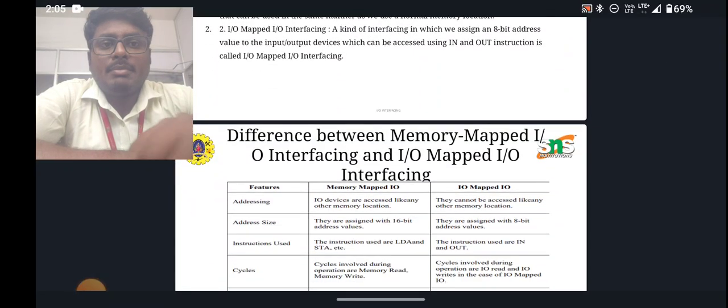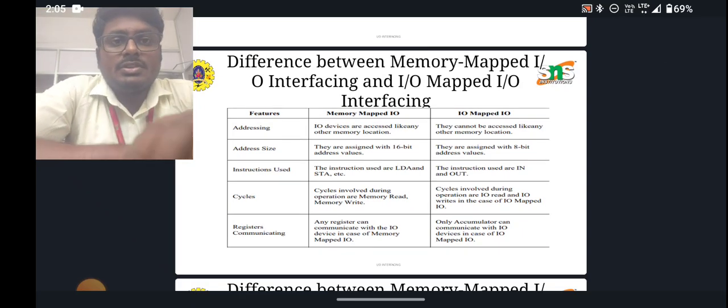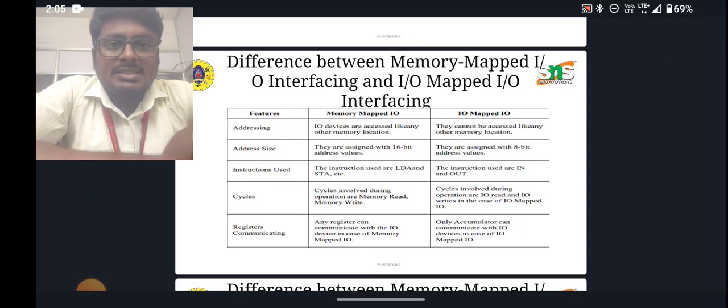Now the difference between memory mapped I/O interfacing and I/O mapped I/O interfacing. The major features are addressing, address size, instructions used, cycles, and registers communicating. In addressing, in memory mapped I/O, devices are accessed like any other memory location, whereas in I/O mapped I/O they cannot be accessed like any other memory locations. For address size, memory mapped I/O devices are assigned 16-bit address values, whereas I/O mapped I/O devices are assigned 8-bit address values.